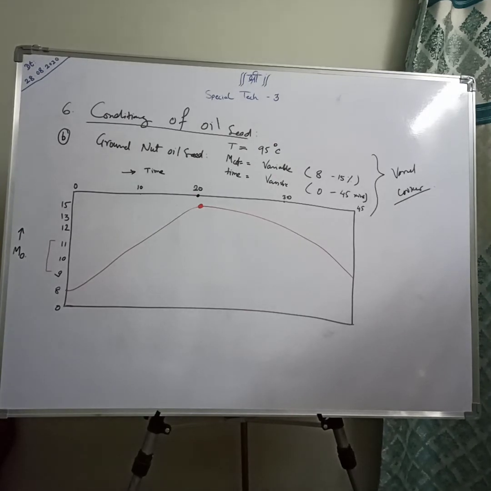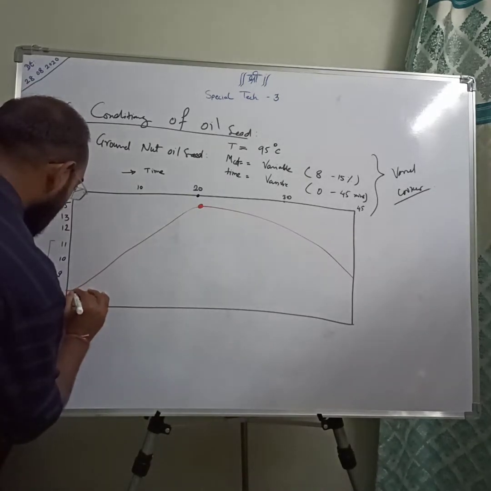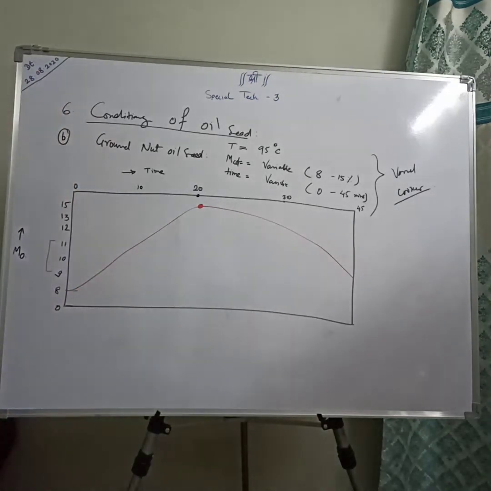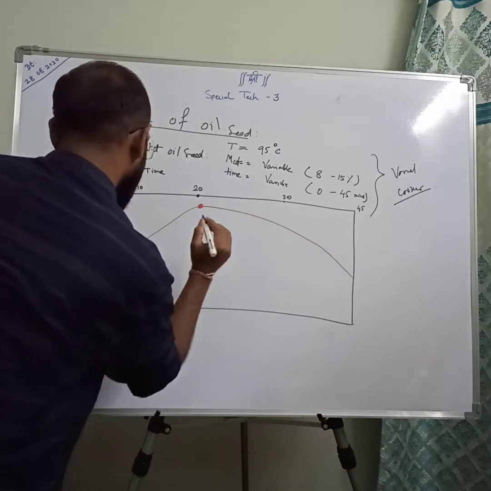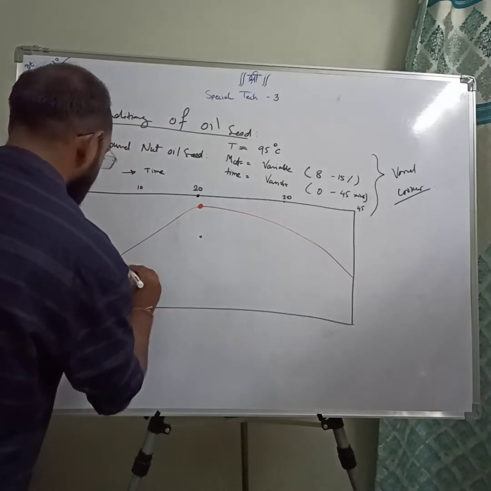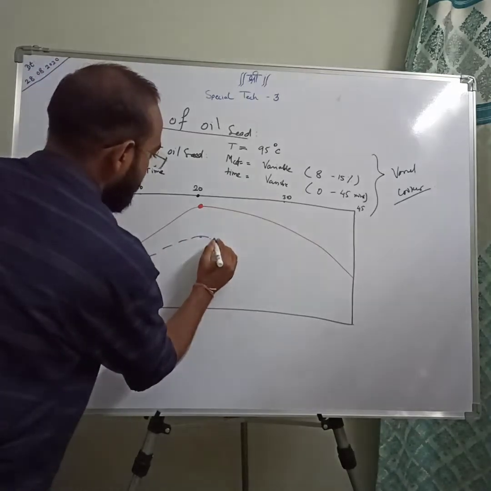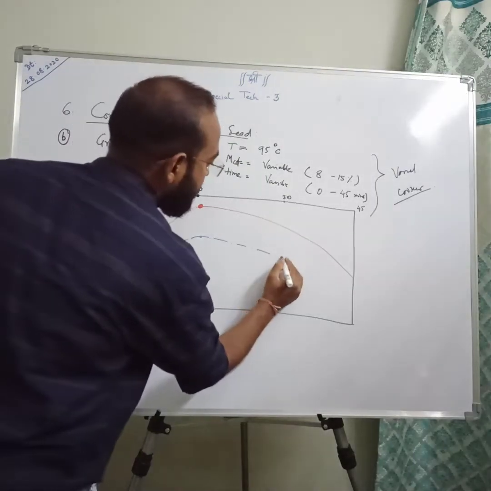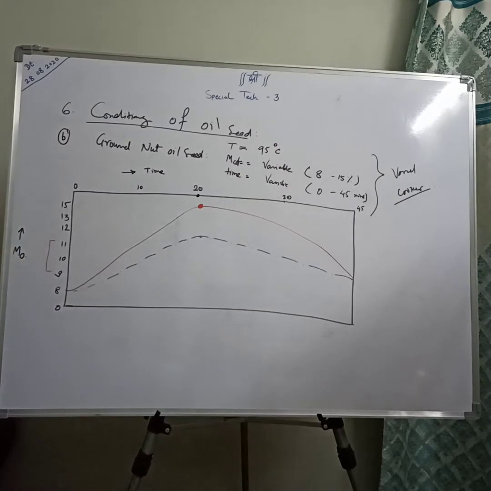Now the second curve is represented by a dot and line. It again starts with the same, and the maximum percentage of moisture in this experiment is just in between 11 and 12. So the maximum point is somewhere here. This goes like dot and line, and it will also end in between 11 and 9.